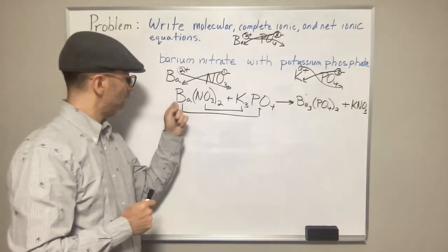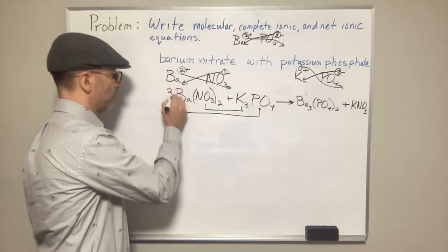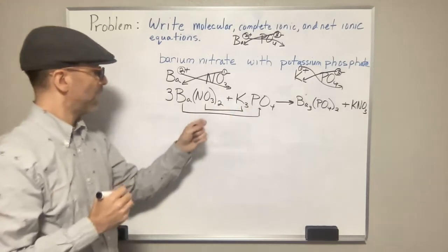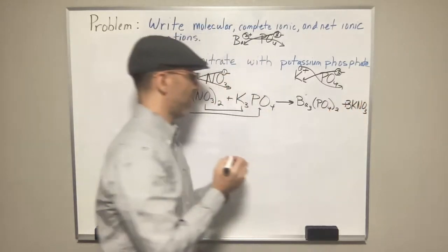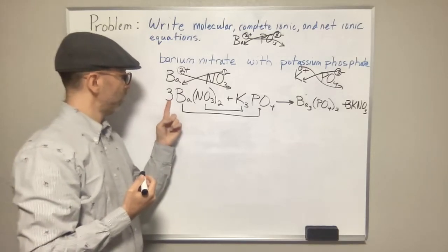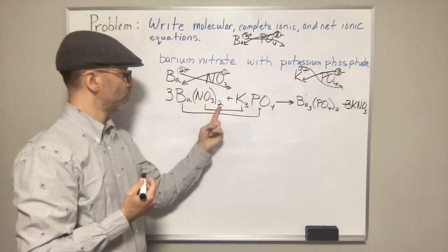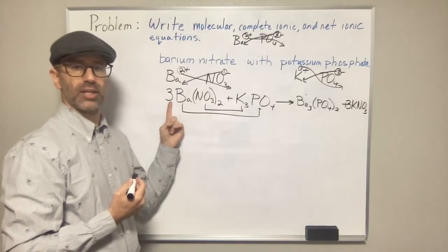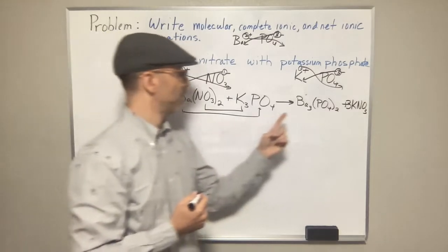So we have 1 barium here. I have 3 bariums here. So I'm going to put a 3 coefficient to balance that. I have 3 potassium here, but I have 1 here. So I'm going to put a 3 there to balance the potassium. So those are balanced. I have 3 times 2, which gives me 6 nitrates. So I have a 2 subscript. To find out how many nitrates I have, I just multiply the subscript by the coefficient. So that gives me a 6. So I have 6 nitrates on this side.